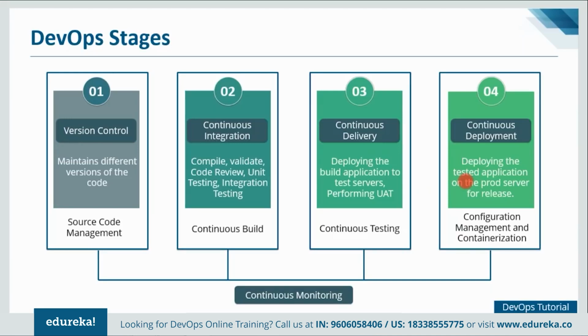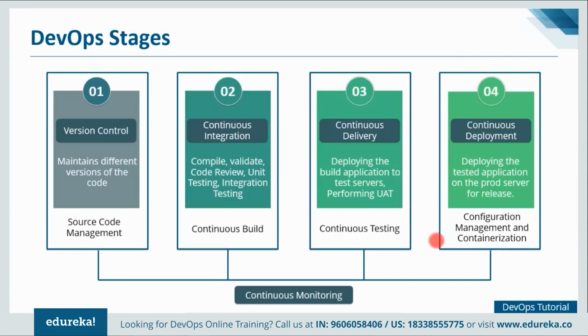There are multiple things that you need to consider, and that is why continuous deployment is something which is not recommended. Now, under this continuous deployment, we have configuration management and containerization. So configuration management tools are basically Chef, Puppet, Ansible, and SaltStack, which can provision and deploy your application onto the prod servers. And containerization is basically Docker containers, which serve a similar purpose.